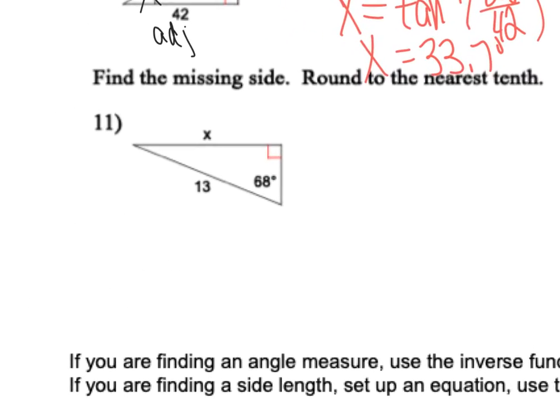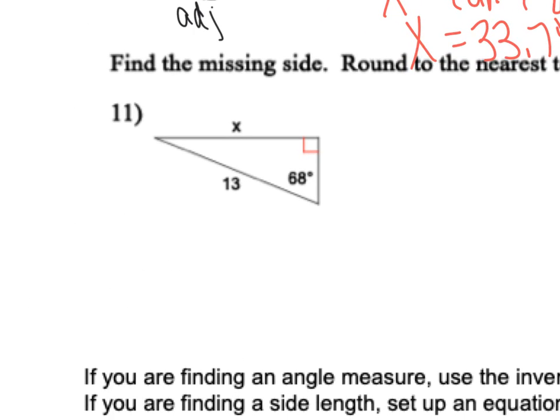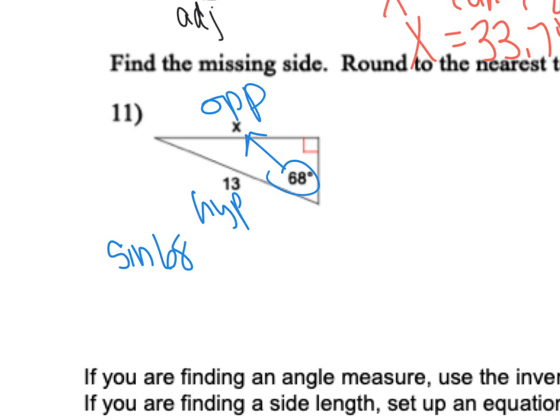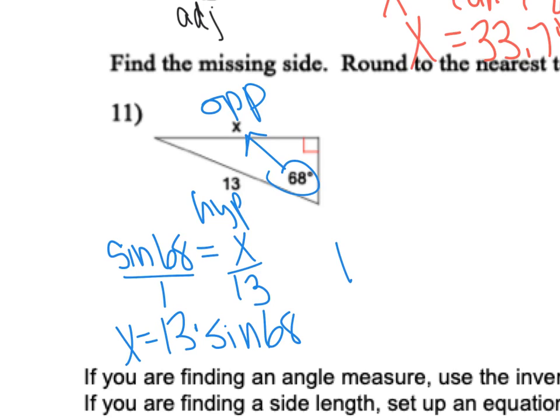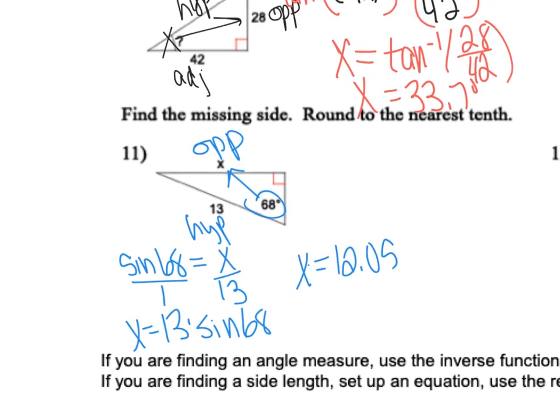And then as we keep moving along here, this one is going to be when we're finding a missing side. And we have a 68-degree angle. x is opposite of it. 13 is the hypotenuse. If we are using opposite and hypotenuse, that means we would use the sine of the angle. Sine of 68 is x over 13. When we cross multiply, we get x equals 13 times the sine of 68. If you put that into your calculator, you should get approximately 12.05. So the length of that side is 12.05.